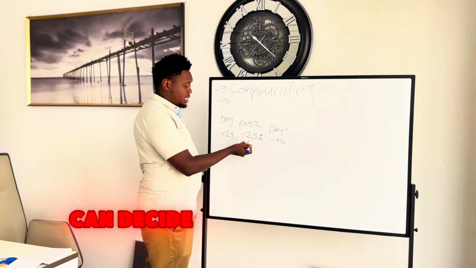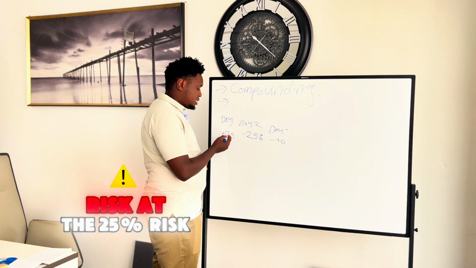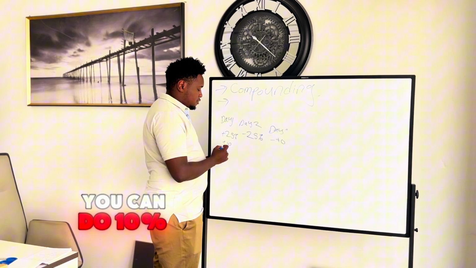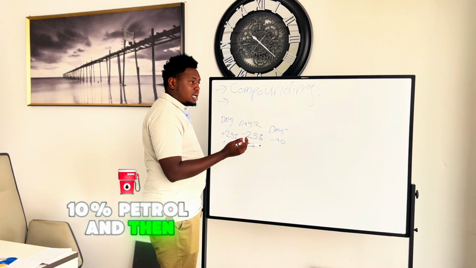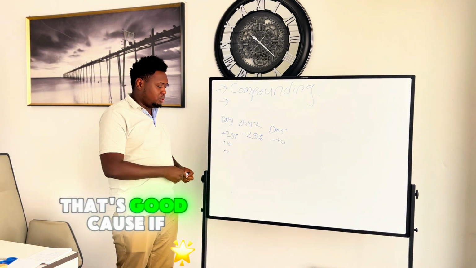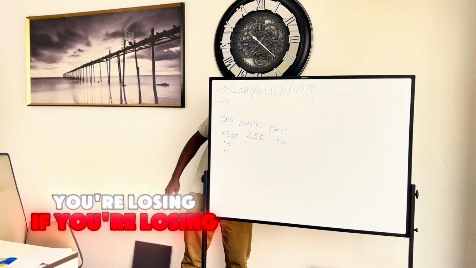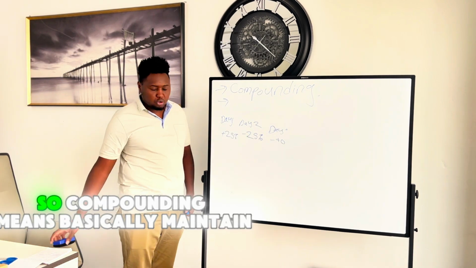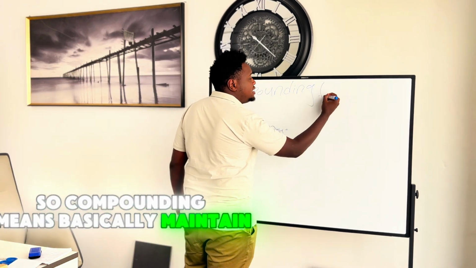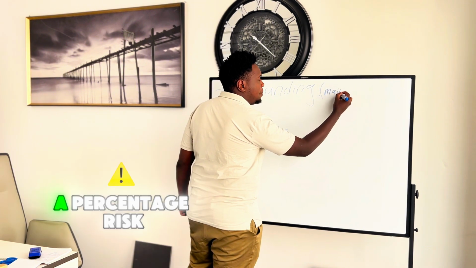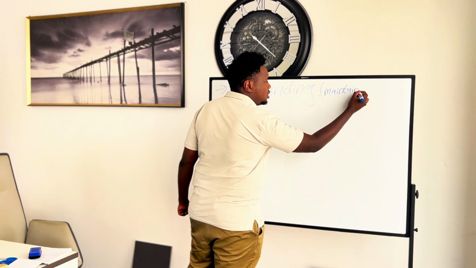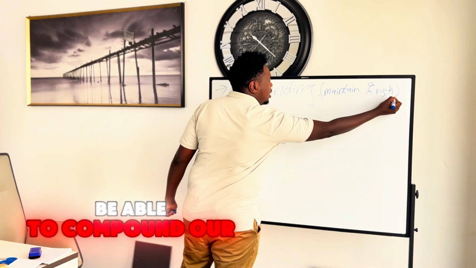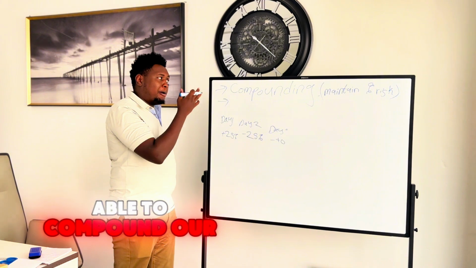Maybe you can divide the 25% risk across different trades. Maybe you can do 10% per trade, 10% per trade, and that's good, because if you're losing, you'll be able to recover. So what I'm saying is, if we maintain a percentage risk, and compounding means basically maintaining a percentage risk, we are going to be able to compound our profits.